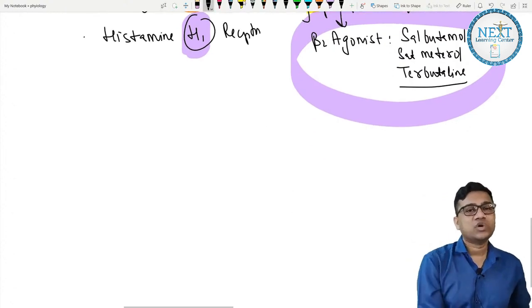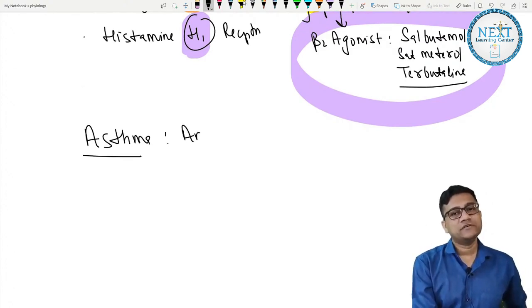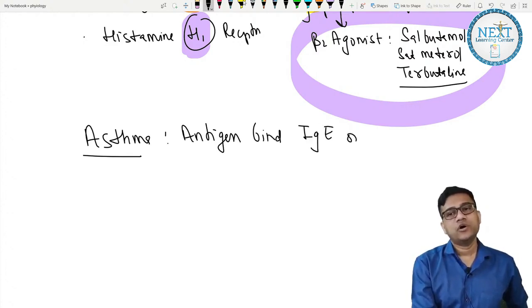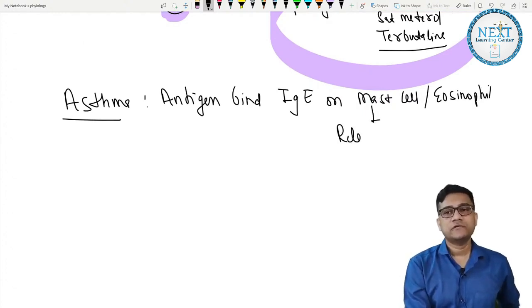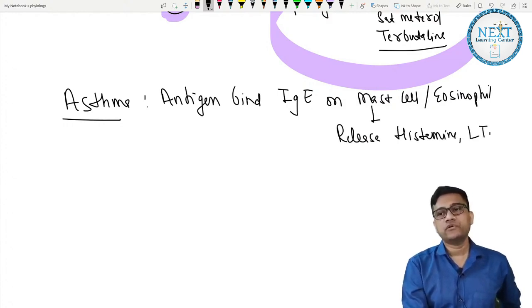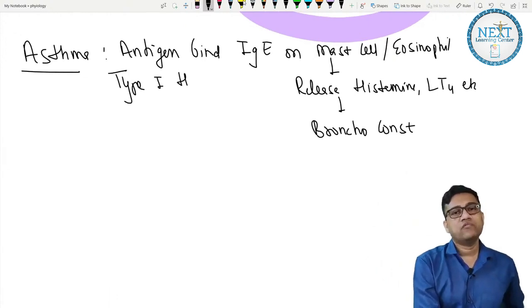There is a condition called bronchial asthma. In asthma there is an allergen, an antigen. It binds IgE on mast cell. Okay, also eosinophil is there. And what do they do? Then they release histamine, also leukotriene 4, etc. They are slow reacting, and this then causes bronchoconstriction. Are you clear? So this is type 1 hypersensitivity.